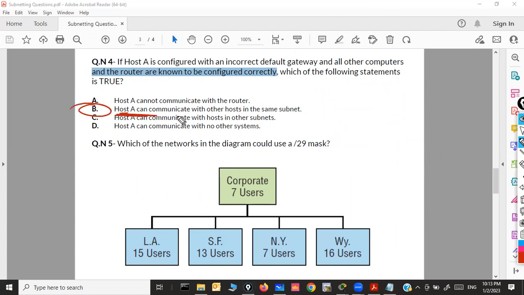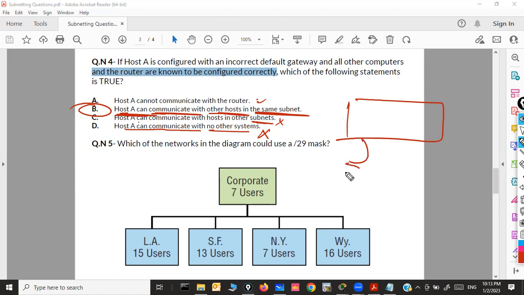B: host A can communicate with other hosts in the same subnet. But host A cannot communicate with the router: no, this is not right, because host A can communicate with the router. Host A can communicate with hosts in other subnets: no, because we cannot reach other subnets without a gateway or proper gateway configuration. Host A can communicate with no other system: again, this is wrong, because in the LAN network the gateway is not needed, not required.